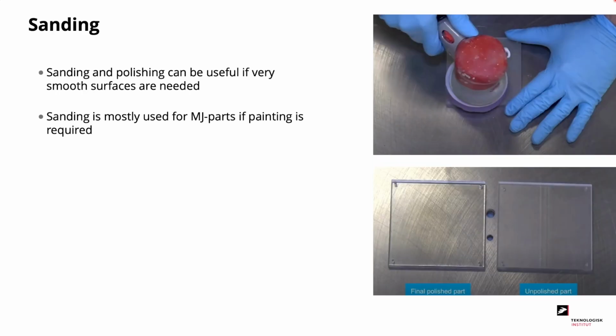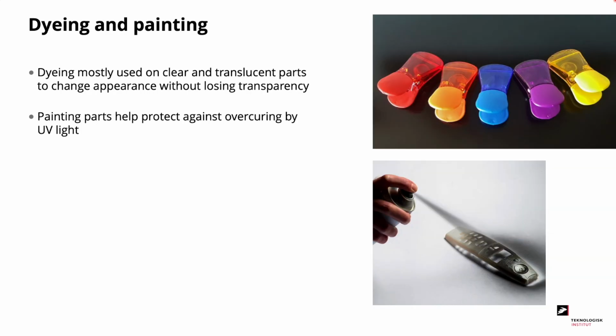First, we have sanding. Sanding and polishing can be useful if you want to have very smooth surfaces. In this case, you almost always use wet sanding with a grit size of 320, and this is the case if you want to paint the parts afterwards. Next, we have dyeing and painting. Dyeing is mostly used on clear and translucent parts to change the appearance without losing the transparency. On the other hand, painting the parts can help protect them against overcuring by UV light.